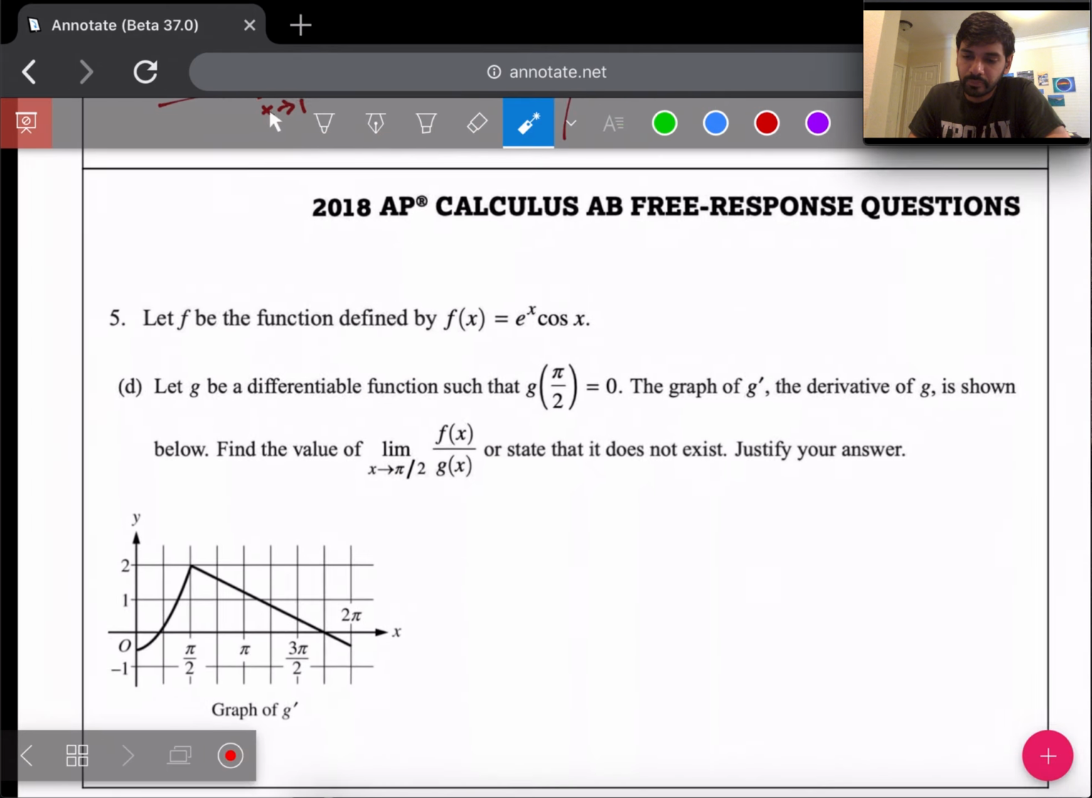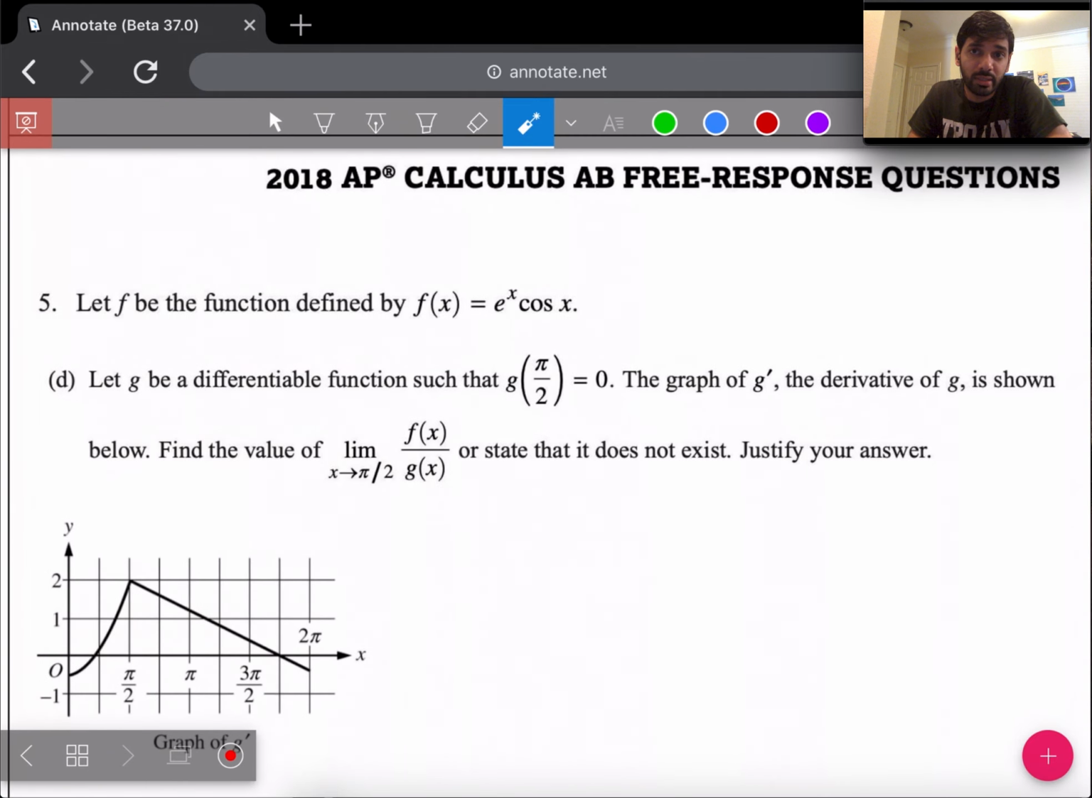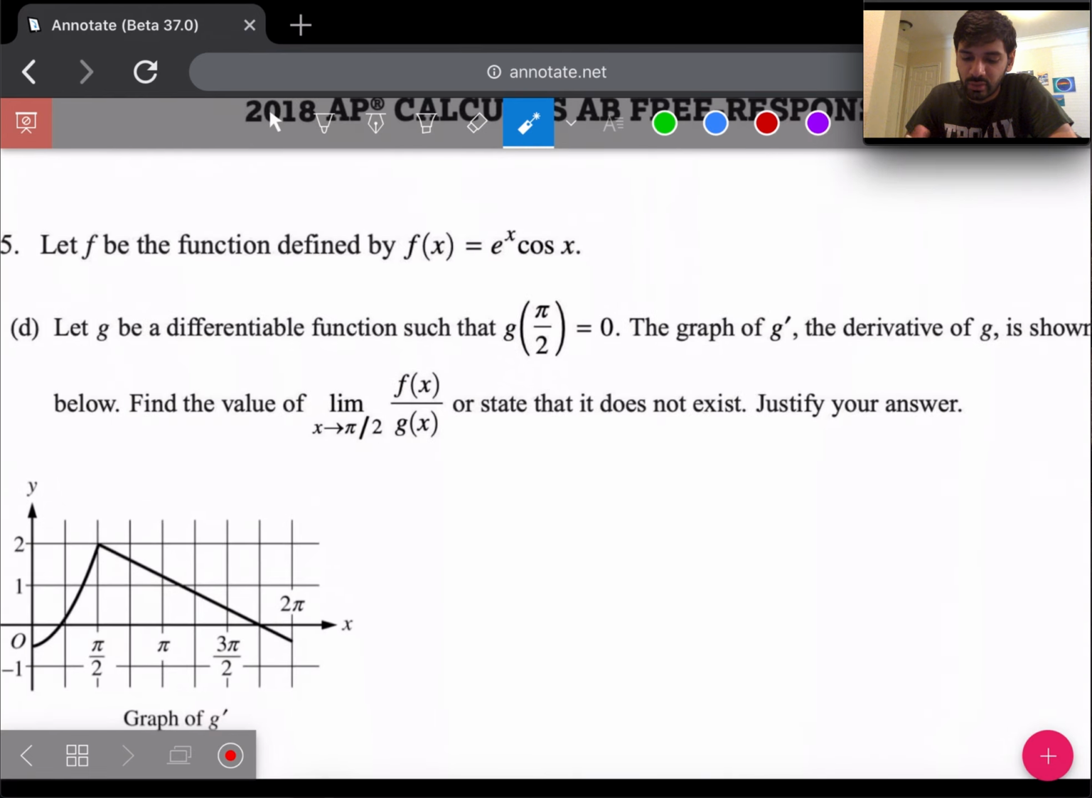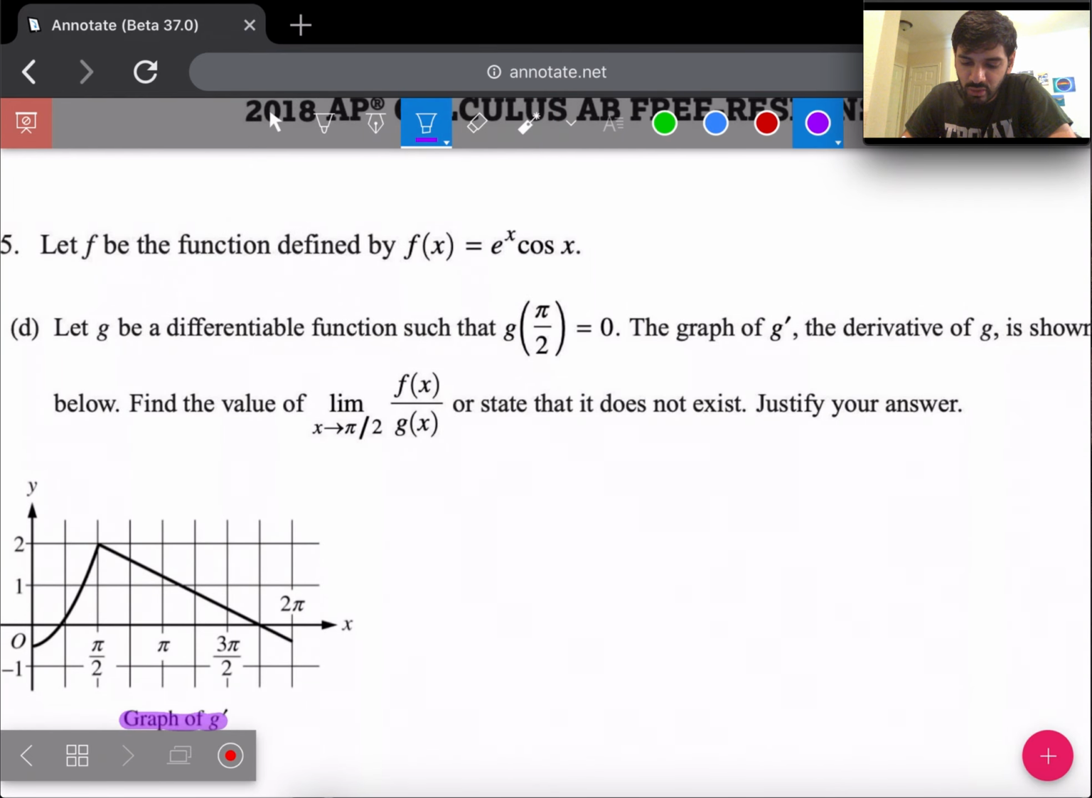Last question here. This is part D from 2018, number 5. Gives us this function e to the x times cosine of x. And it tells us let g be a differentiable function such that g of pi over 2 is equal to 0. So that's important. We'll use that. And the graph of g prime is shown down here. So we know one coordinate on the original function, and we know what the derivative graph looks like. So I'm going to make a note of this down here. It's g prime, not g, so don't let that confuse you.